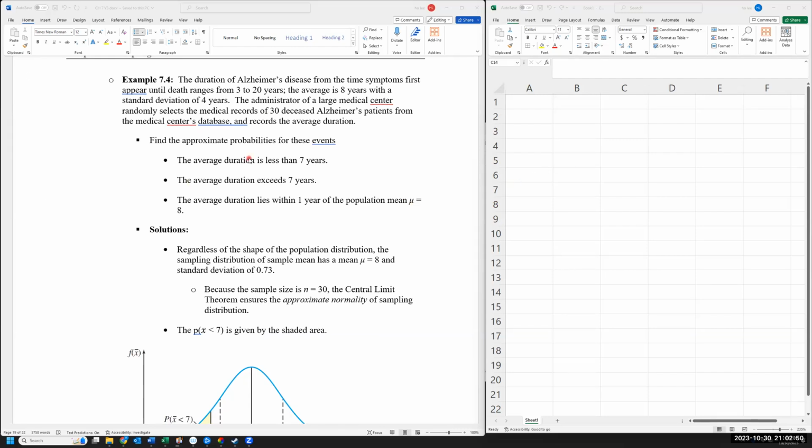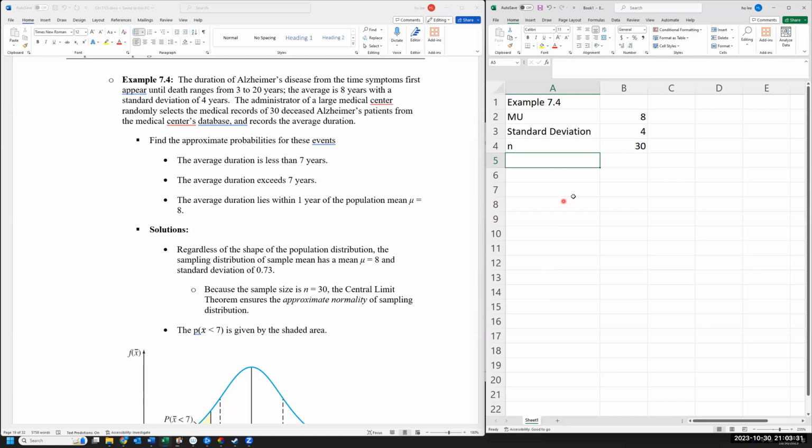So let's solve through example 7.4. The average, we'll call that mu, is 8. And the standard deviation, or sigma, is 4. That's what we know so far. And we know n is 30, so the sample size is 30. We could apply the central limit theorem.